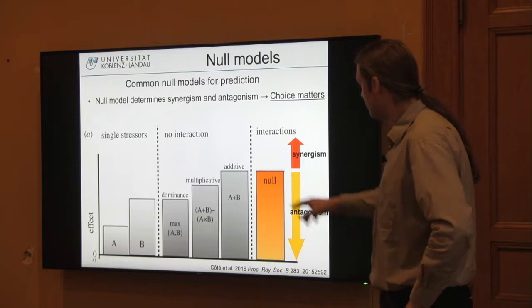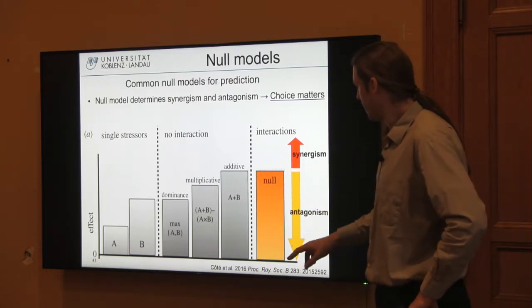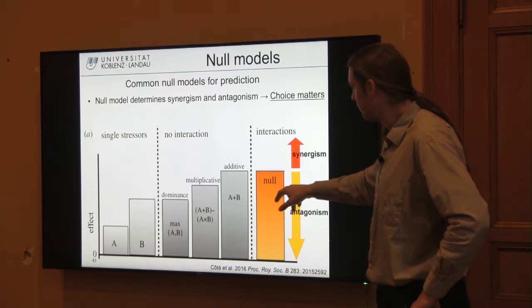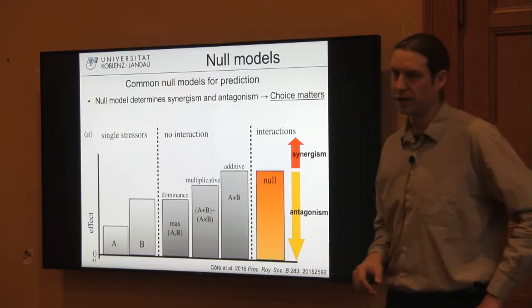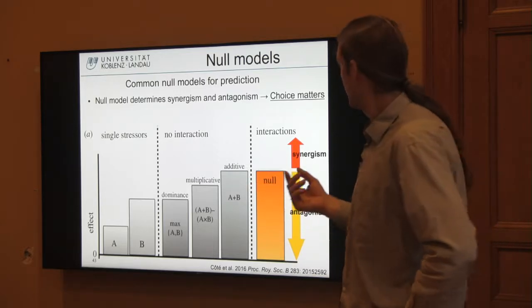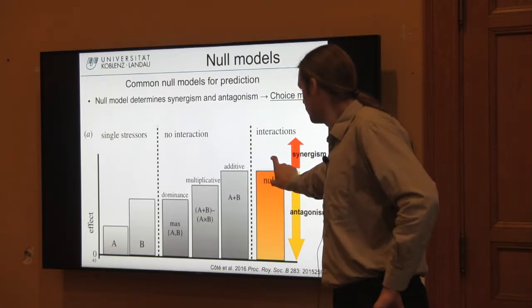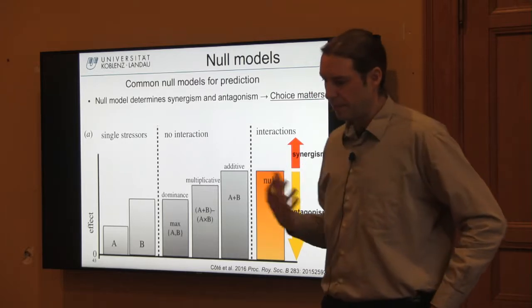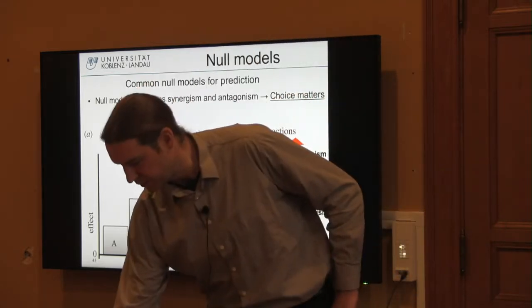That means if you take an additive null model, something that you consider antagonistic would be synergistic for a multiplicative null model. And also the question is, what are the boundaries that you use under which you still deem a model as acceptable?